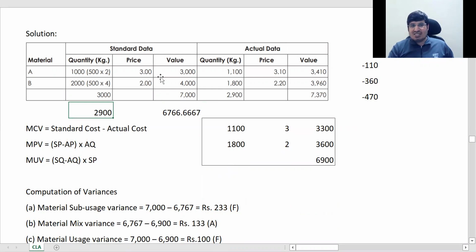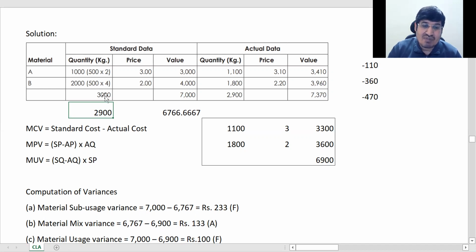For 3000, the standard is 7,000. For 2900, it is 6766. Okay. So can I say that if I find the difference between 7,000 and 6766, that will be the yield variance.